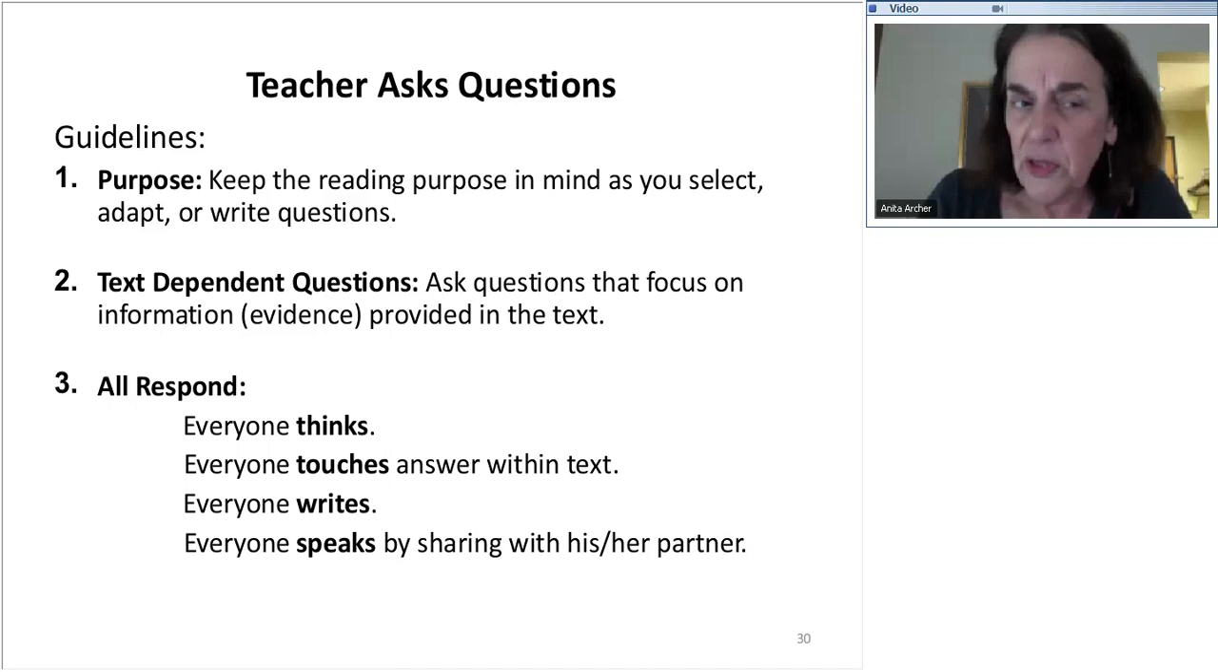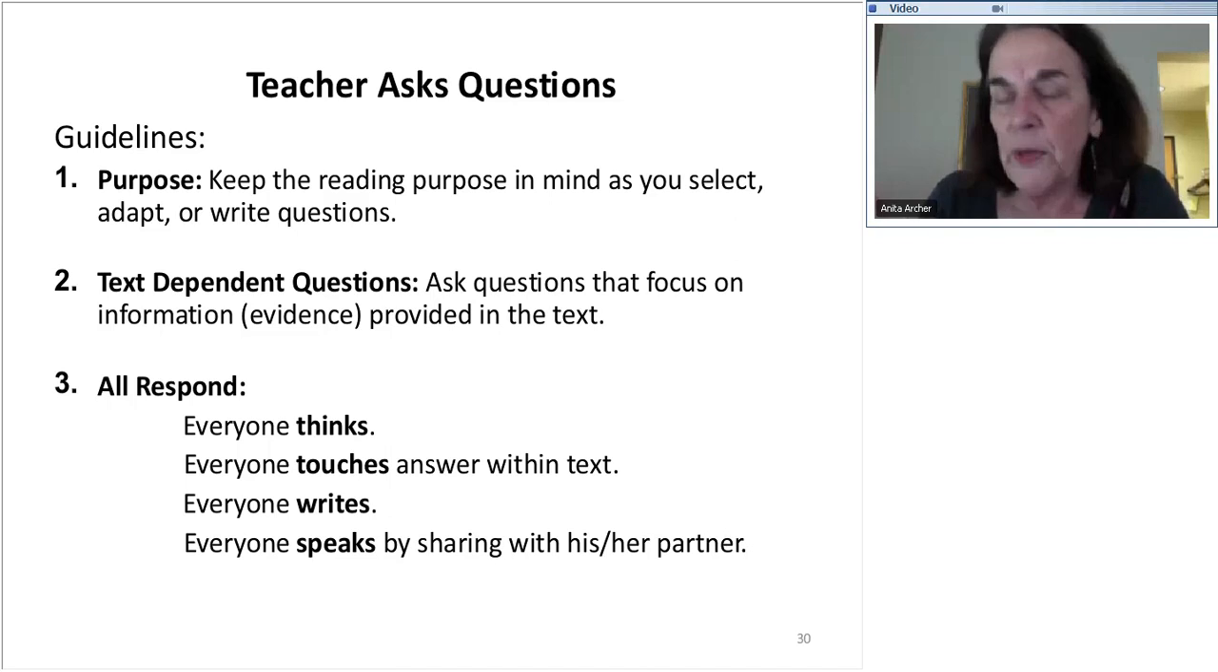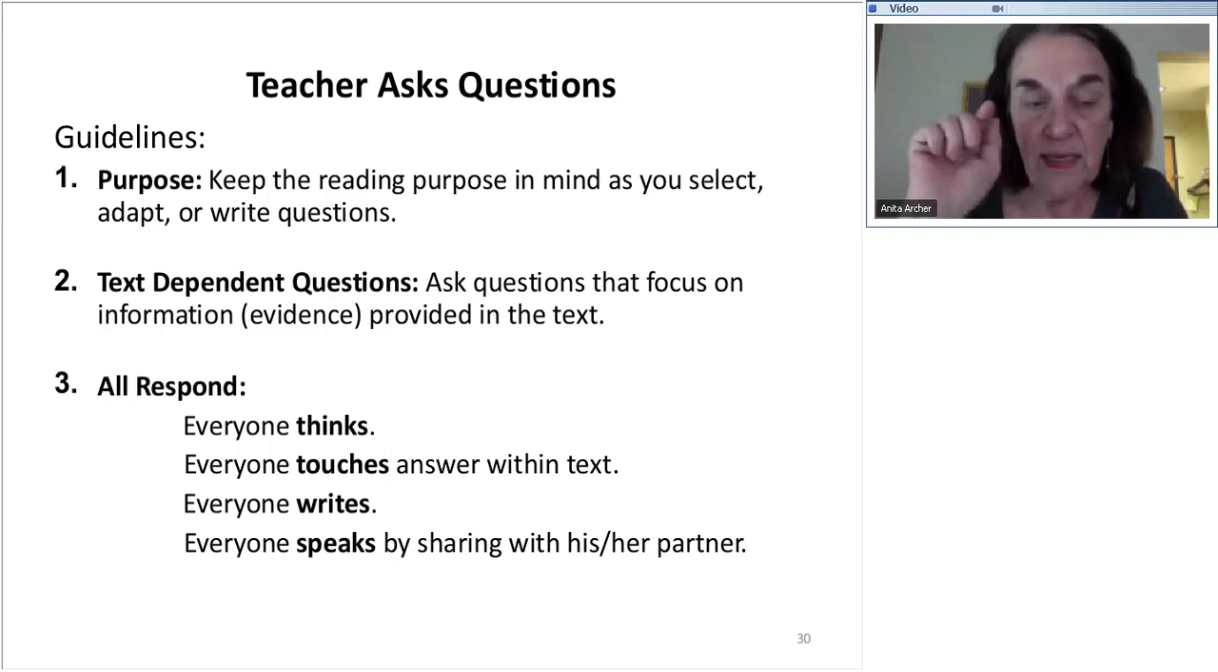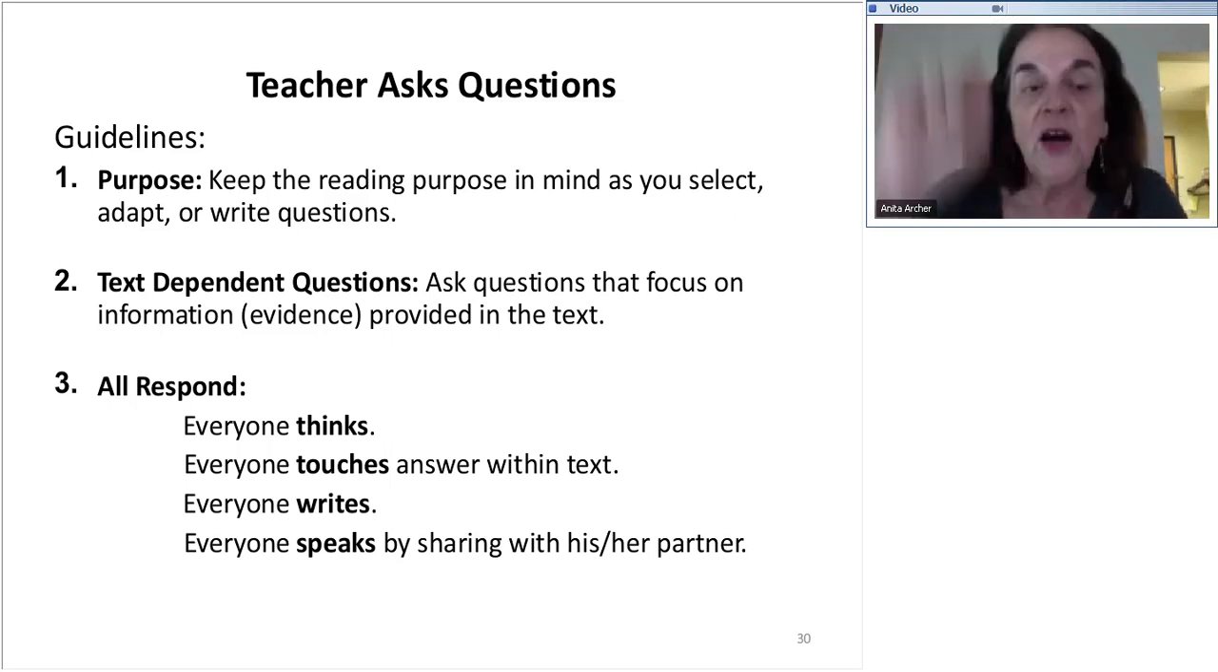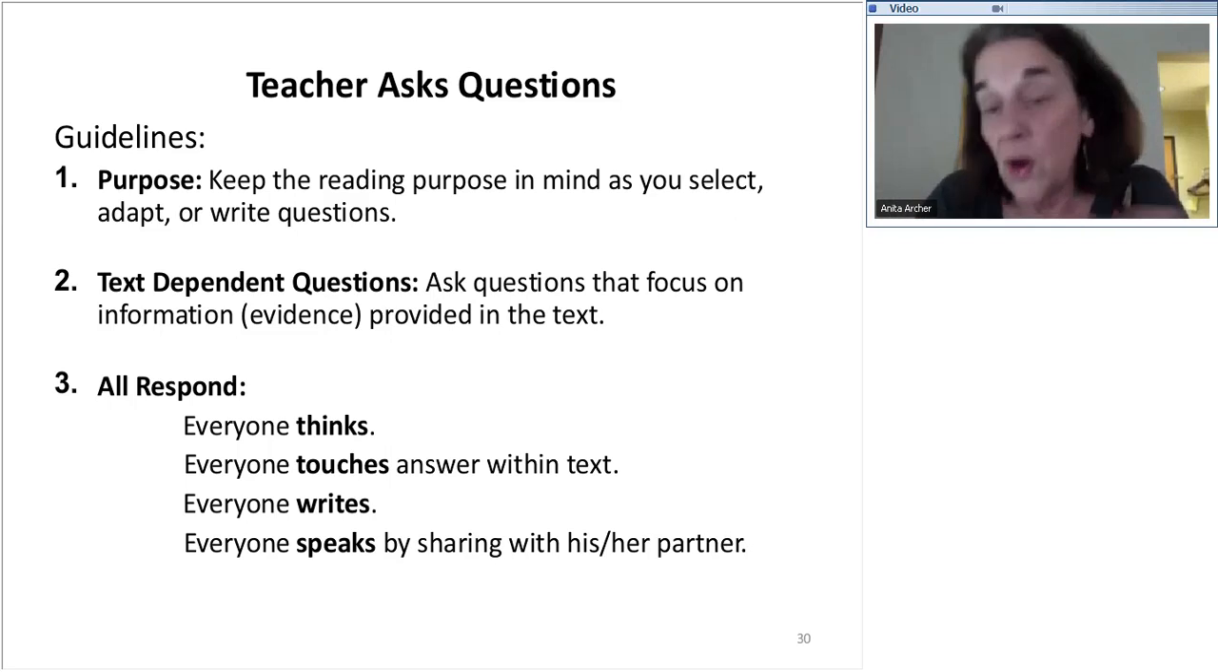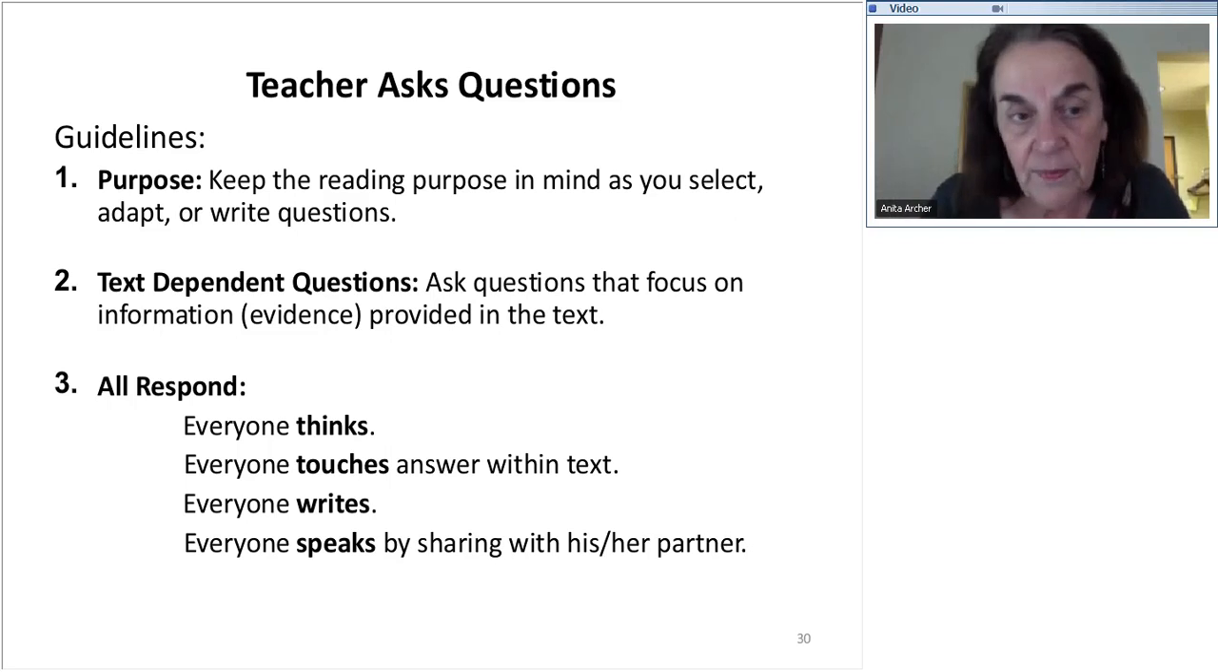You can use those first guidelines just to open up your science book, your social studies book, your core reading program, and ask, what was the purpose established? Does this help get to that purpose? Are they text dependent, and do all kids participate?